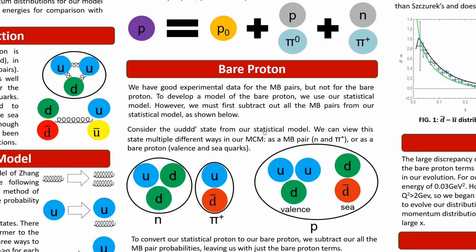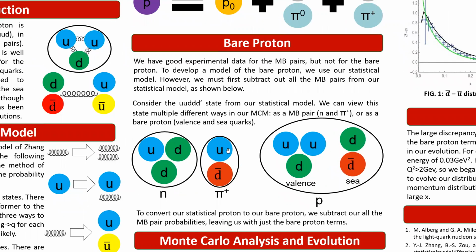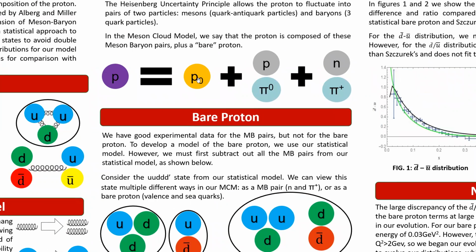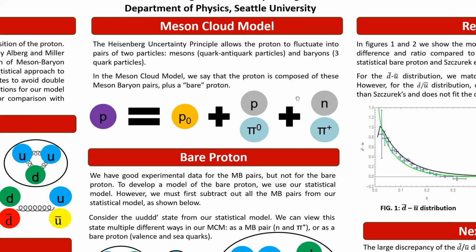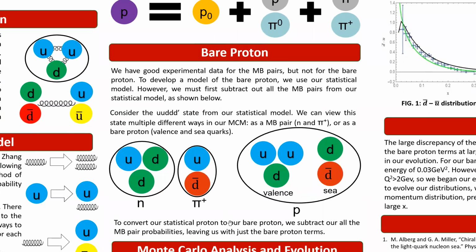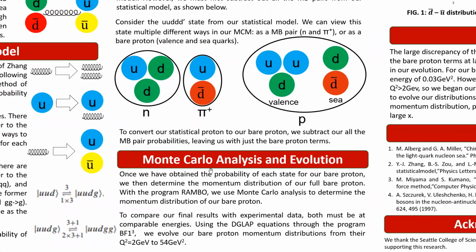And since we want only the bare proton, we then subtract out these Meson-Baryon pairs, giving us just a bare proton. We then put our bare proton into this bare proton term here and add back in the Meson-Baryon terms using the much better Meson Cloud Model to arrive at our full proton. On the way of doing that, we also need to determine the momentum distribution because all experimental data that we want to finally compare it to gives everything in terms of momentum distributions.